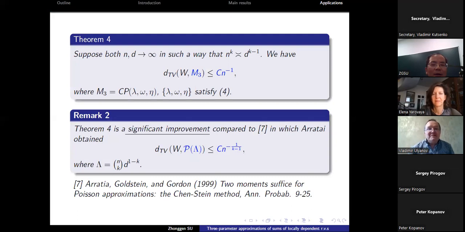This page. Yes, this page. Okay, so you see, the general result is quite complicated. But at the same time, when you come to applications, then the result becomes very clear. For instance, as in this theorem 4 for the birthday problem. Okay?